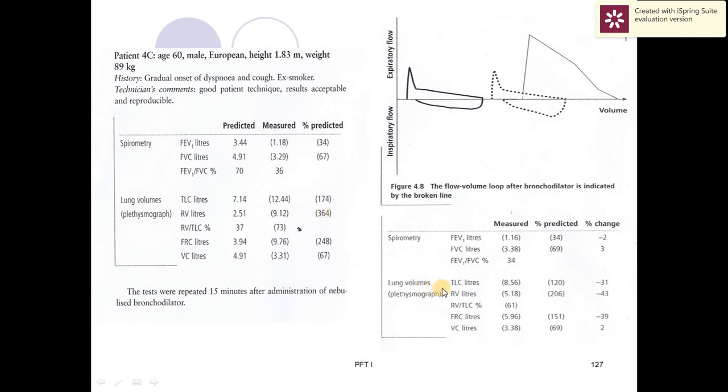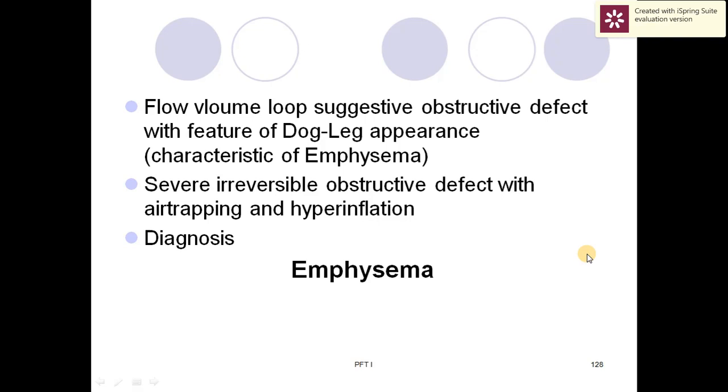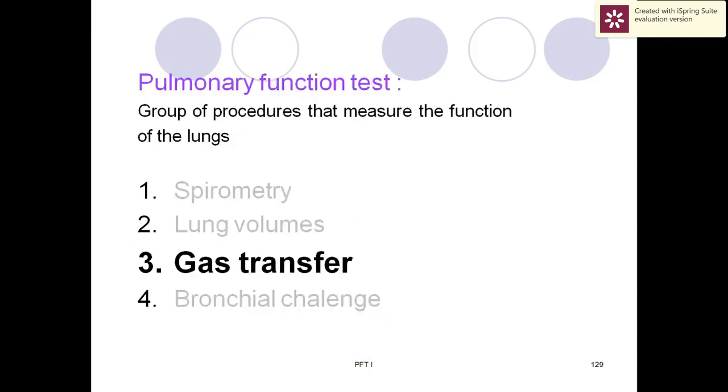And post-bronchodilator measurement, FEV1 didn't improve actually. So the flow volume loop is suggestive of an obstructive defect with the feature of dog-leg appearance, characteristic of emphysema, a severe irreversible obstructive defect with air trapping and hyperinflation. Diagnosis is asthma.